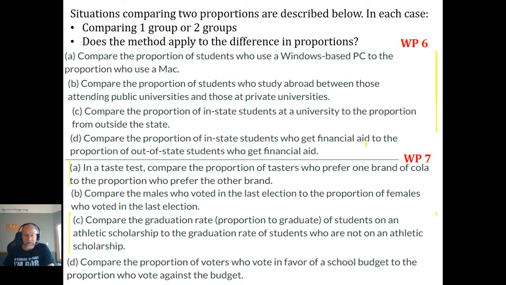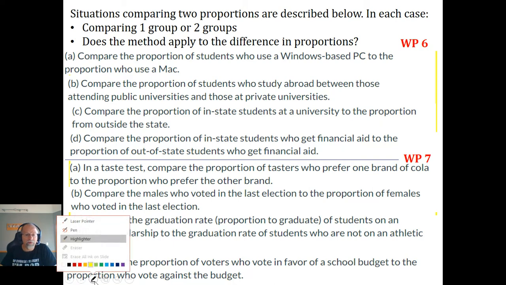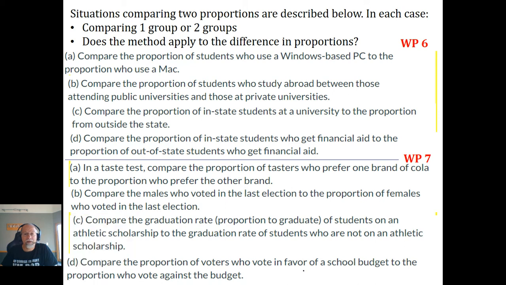Here's a nice one to take a look at. In this situation, we're supposed to compare: do we have one group or two groups? And does the method apply for the difference of proportions? In order for the method of difference of proportions to apply, we have to isolate and find two separate groups. I'm going to switch over here to a pen. Okay, so let's take a look at the first one here.